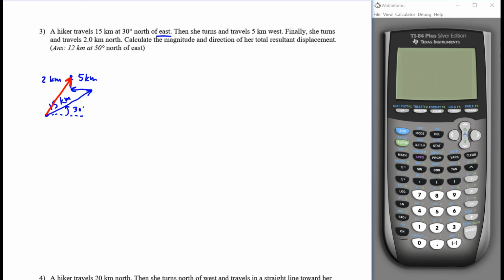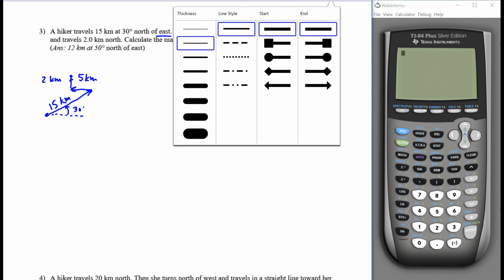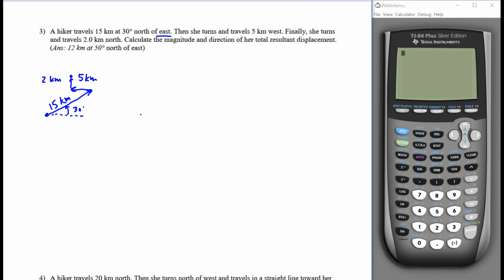Now, this is a really complicated problem, right? It's nice to have the picture here, but I find it really helpful to separate these out. Here's what I do. We've got this first displacement, 15 kilometers at 30 degrees. We are adding with it this second displacement, 5 kilometers. We're adding to that this third displacement, 2 kilometers.